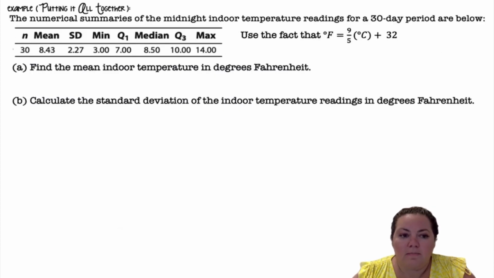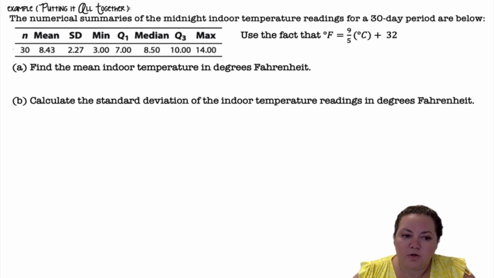All right. Putting it all together, so the numerical summaries for the midnight indoor temperature readings for a 30-day period are below. All right, and I'm going to convert them from Celsius to Fahrenheit. So these are in degrees Celsius. Degrees Fahrenheit is equal to 9/5 times the degrees Celsius plus 32. So find the mean indoor temperature in degrees Fahrenheit.